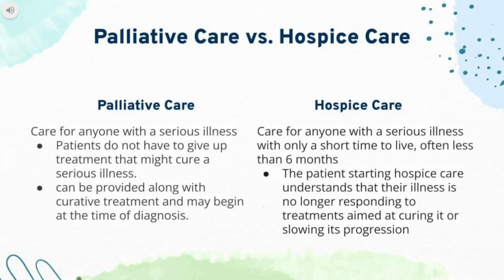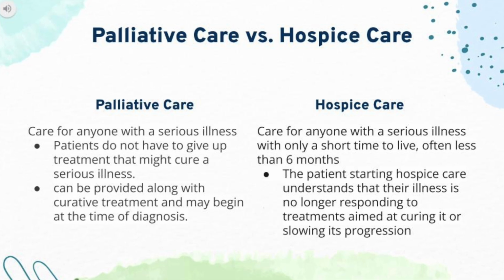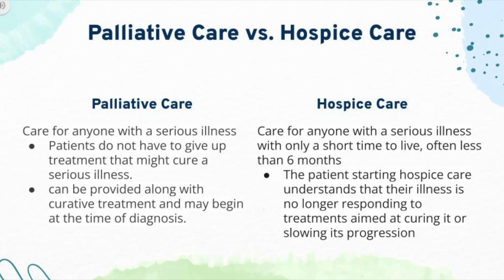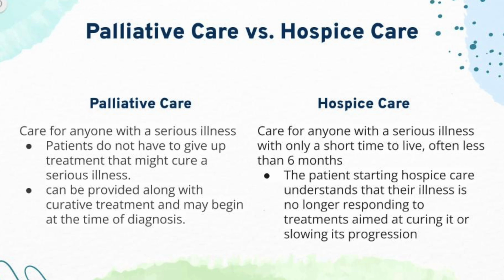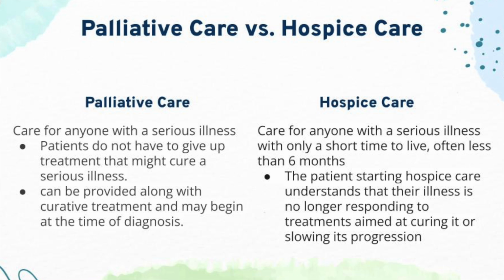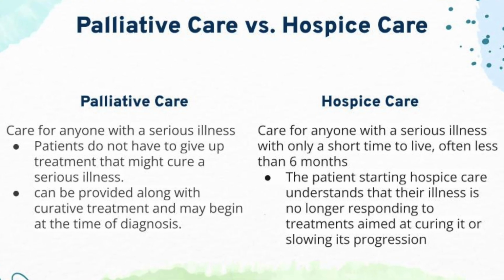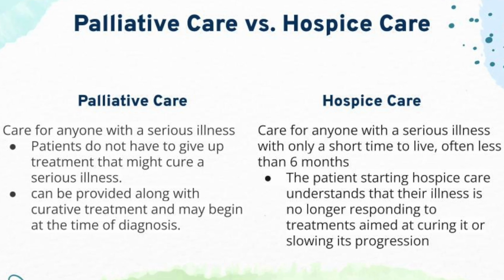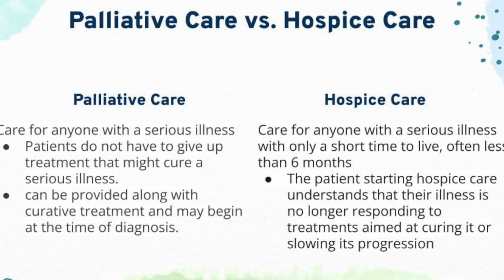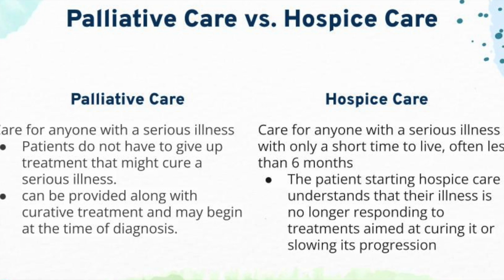So there are two types of end of life care. One is palliative and the other one is hospice. Patients who choose to go to hospice care understand that their illness isn't responding to the treatment anymore. The treatment focus shifts entirely to comfort rather than curing the actual disease. Whereas in palliative care, patients can continue with their treatment to cure their conditions on top of the pain relief aspect of the medical care or the end of life care.